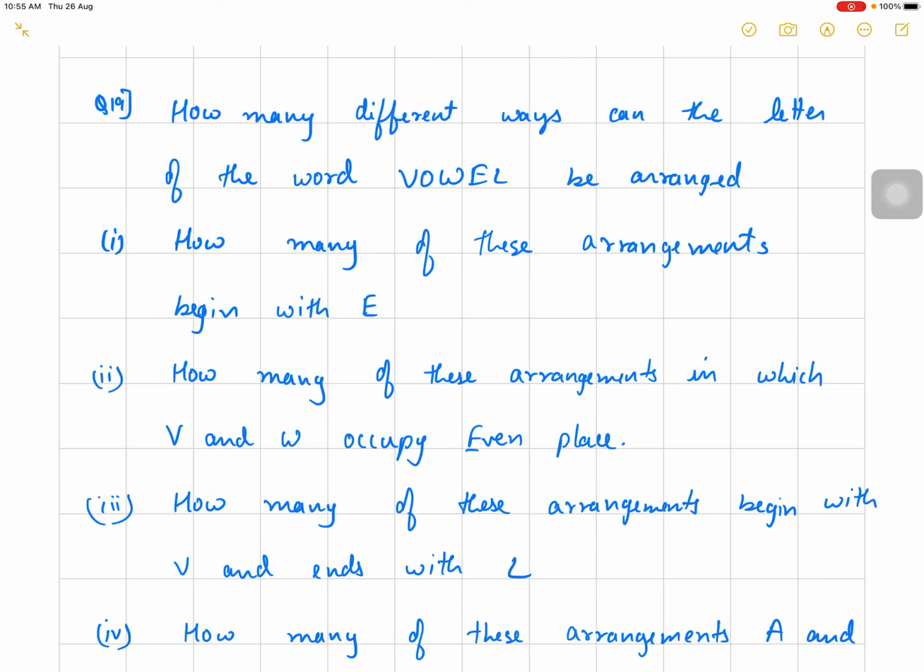Hello students, let us solve few more problems on permutation. I asked you all to solve this problem. I hope you all tried. Okay, let us see the question.